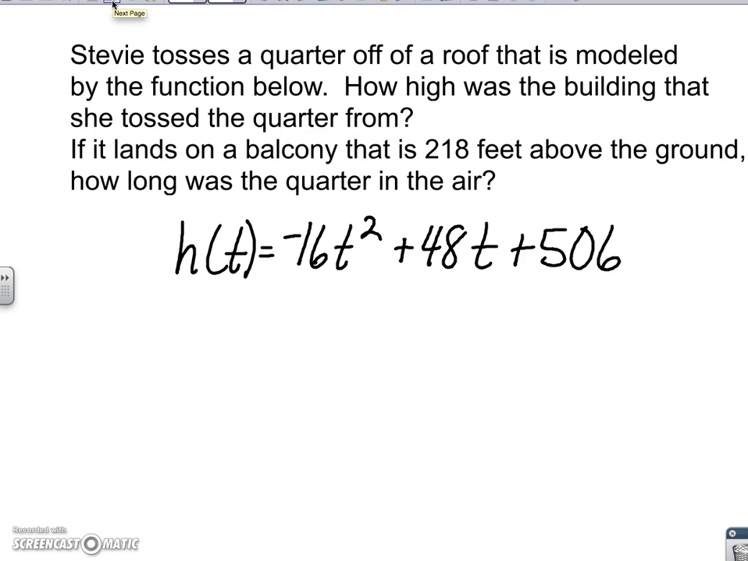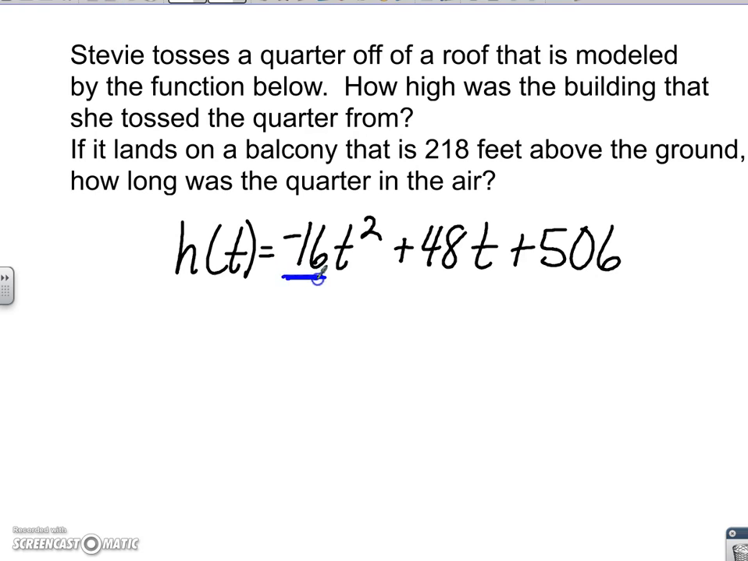Stevie tosses a quarter off of a roof that is modeled by the function below. How high was the building that she tossed the quarter from? If it lands on a balcony that is 218 feet above the ground, how long was the quarter in the air? Whoa! She tossed this thing up. The balcony is 218 feet, so she is, I don't know, she is up there. So let's look at this equation.